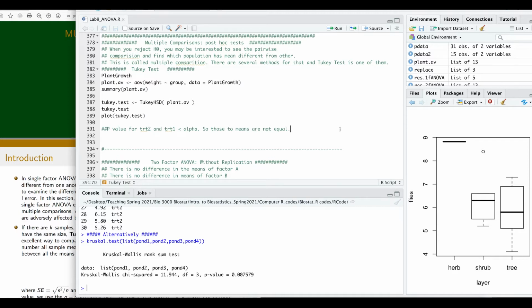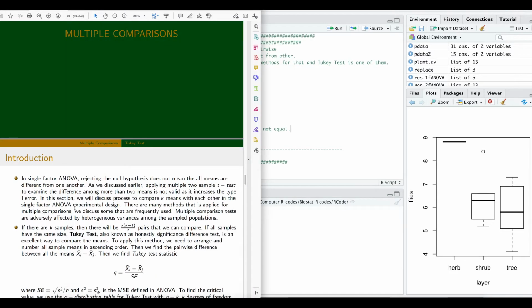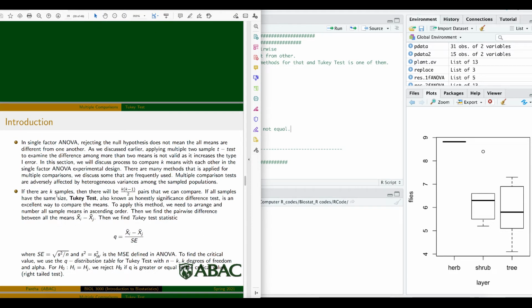But this is what we also call the post hoc test, meaning that after you reject the null hypothesis in the one way ANOVA, we want to know which mean is different from the other means. So we want to compare the first and second mean, first and third, first and fourth, second and third, second and fourth, and so on, each of those combinations. That is the multiple comparisons, also called the post hoc test. If there are k samples, then there will be k times (k minus 1) over 2 pairs that we can compare.